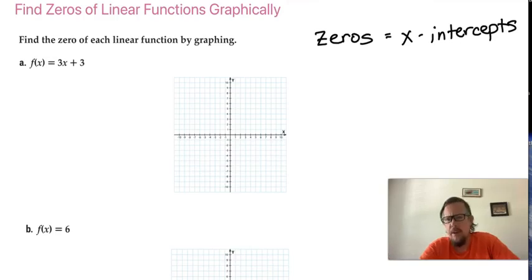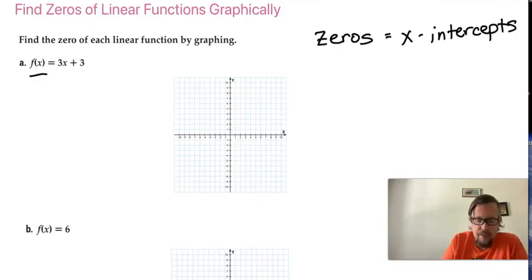And so we're going to find these by graphing. So we're going to graph these equations. They're linear equations. And then we're going to find at most 1 zero. And you'll see what I mean by at most 1. It's possible to have no zeros, as we'll see in just a little bit. So this first equation we have is written in function notation. We read this as f of x equals 3x plus 3.